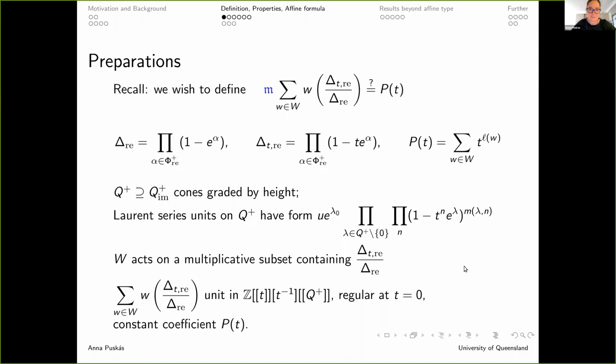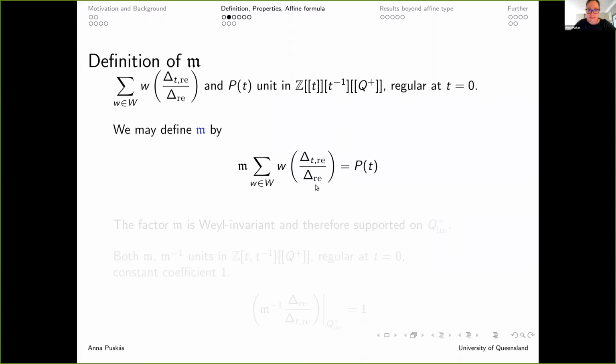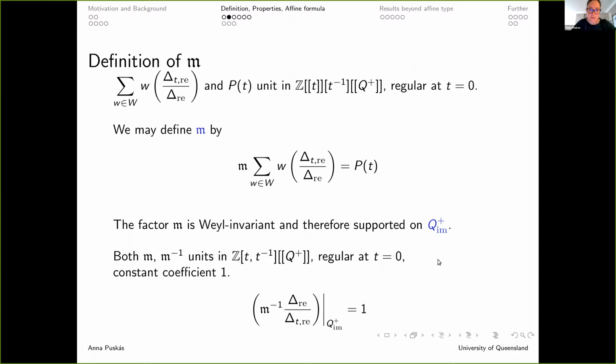Okay, so then we use this identity in the middle here. So M times the sum over the Weyl group equals the Poincaré series to define M. Then M turns out to be Weyl invariant and therefore supported on the positive imaginary root cone. And both M and its inverse are units in, again, an appropriate power series ring, regular at t equals zero, their constant coefficient is one. Furthermore, M inverse is the inverse of delta real over delta t real with respect to the positive imaginary root cone.